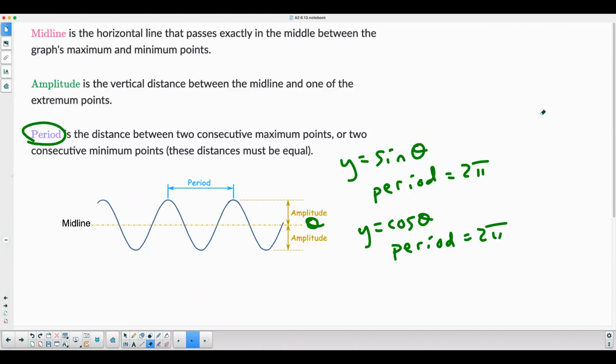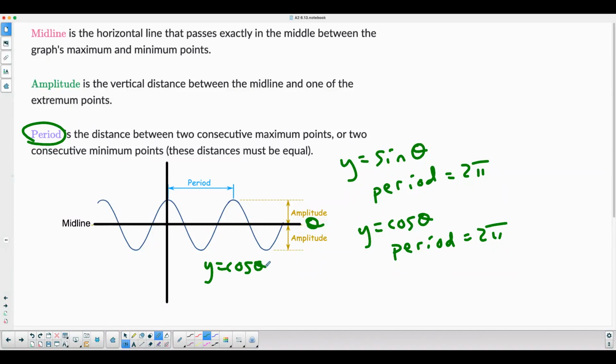All right, so amplitude. Now let's go to midline. Midline is the horizontal line that passes exactly in the middle between the graph's maximum and minimum points. So as of right now, the midline has been the x-axis. Okay, so if this graph here is y equals cosine theta, so let's graph this here. Theta's on the x-axis. There's y. So y would be the cosine values on the unit circle. Okay, my midline is just y equals 0.